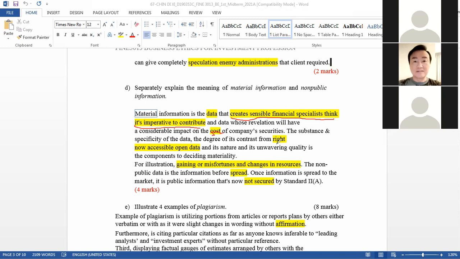You know, contrast from the right now accessible open data. For illustration, gaining or misfortunes and change the resources, full stop. The non-public information is information before the spread. Wow, public information that's now not secured by standard 2A. I actually nearly fainted, you know, but so I weigh in its totality. Actually, you're actually writing rubbish. This is pure rubbish, right? I still give you 4 marks.